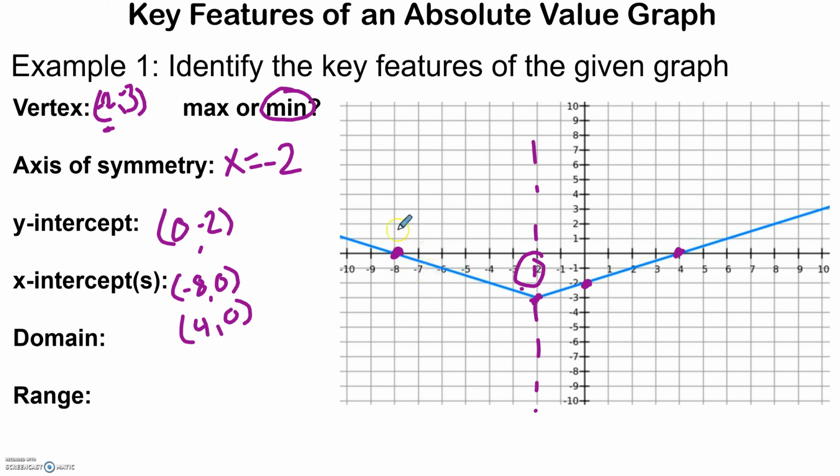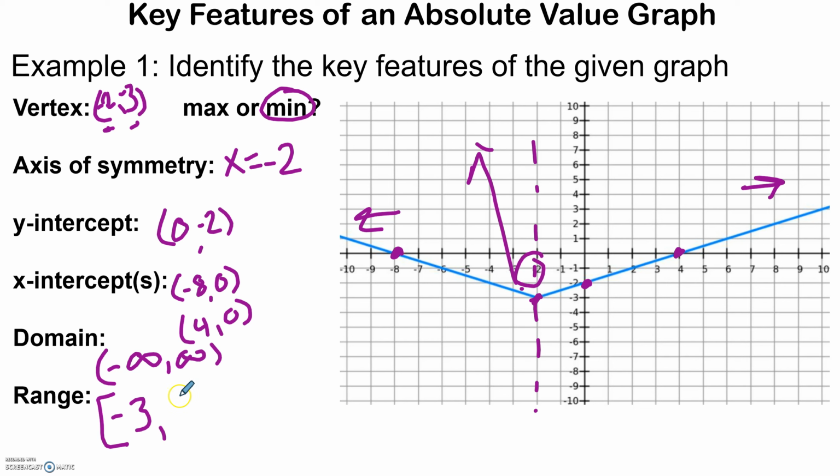For my domain, I go forever to the left and forever to the right, so I know I'm going to have -infinity to +infinity, which is the answer most of the time. And then for my range, because it was a minimum, I know I'm going to start with my vertex value, which was -3. It gets a bracket because it's included. It goes forever going up, so we know we're going to have +infinity with a parenthesis. And there you have your key features from this graph.